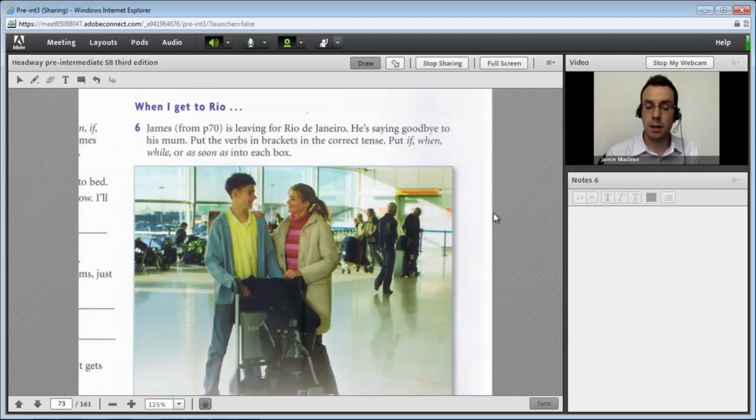In the article, there are some verbs in brackets. If you see the verb in brackets, I want you to put that verb into the correct tense and of course the correct form. Also, there are some boxes. In the boxes, you need to put one of the 4 time conjunctions. So you can use if, when, while, or as soon as. So remember, if you see the verb in brackets, put the verb into the correct tense. If you see a box, use one of the time conjunctions.